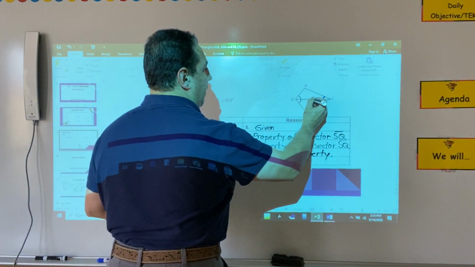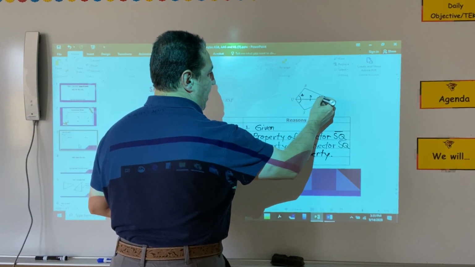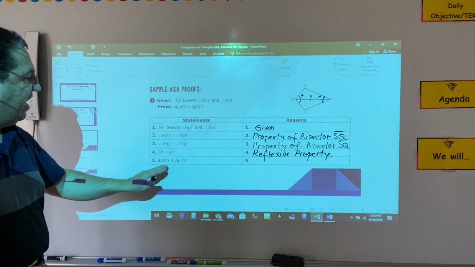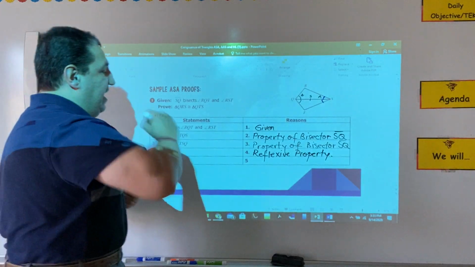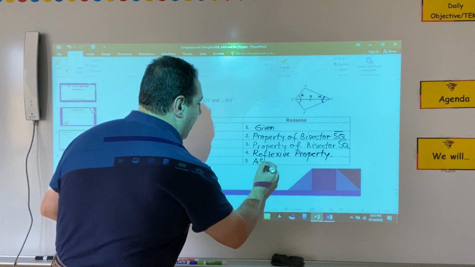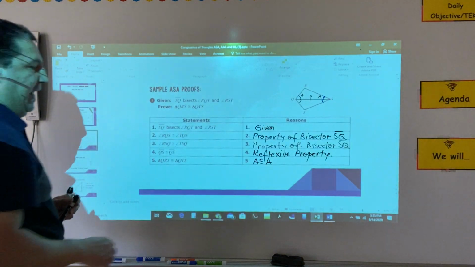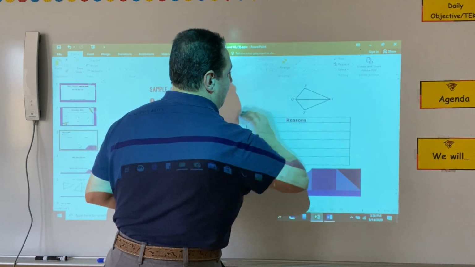This is S. So we have A, S, A. So, conclusion, triangle QRS congruent triangle QTS by ASA. Good. Let's move on to another case.